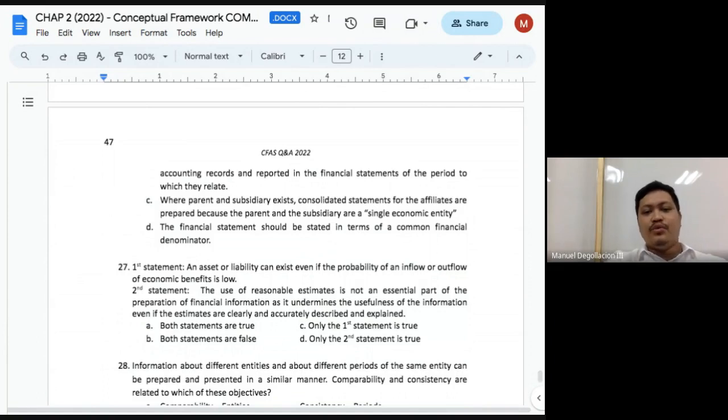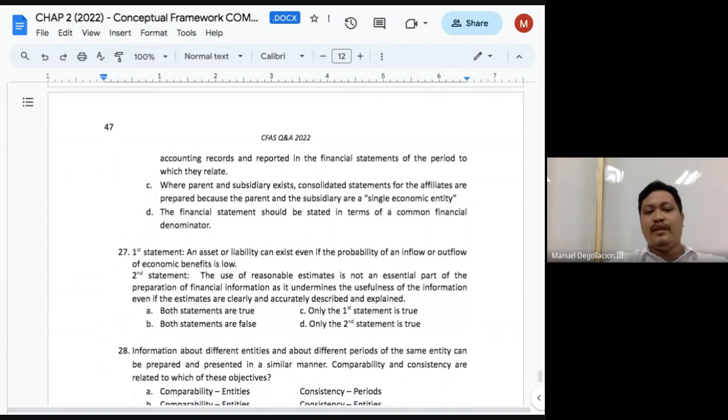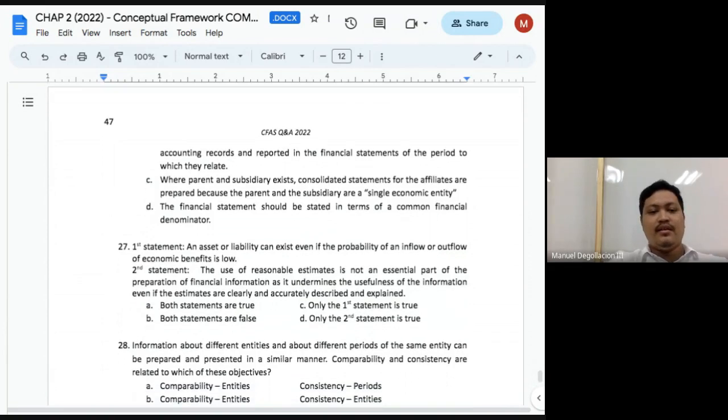Second statement, the use of reasonable estimates is not an essential part of the preparation of financial information. From that part alone, class, you should be able to say that this statement is false. The use of estimates, especially because of the going concern assumption, class, is a big part of the preparation of your financial statements or your financial reports. That's why the answer for number 27 is letter C.